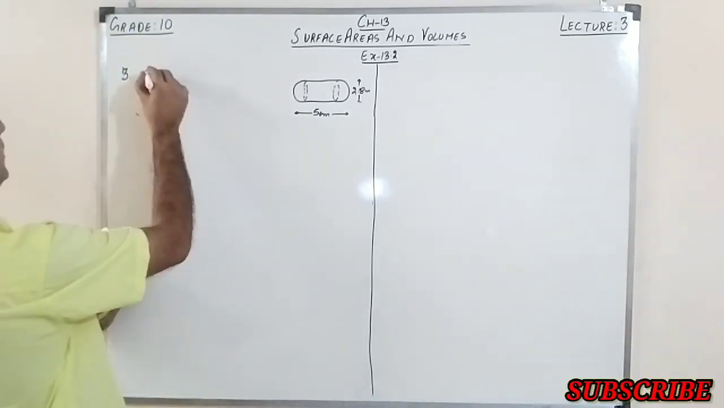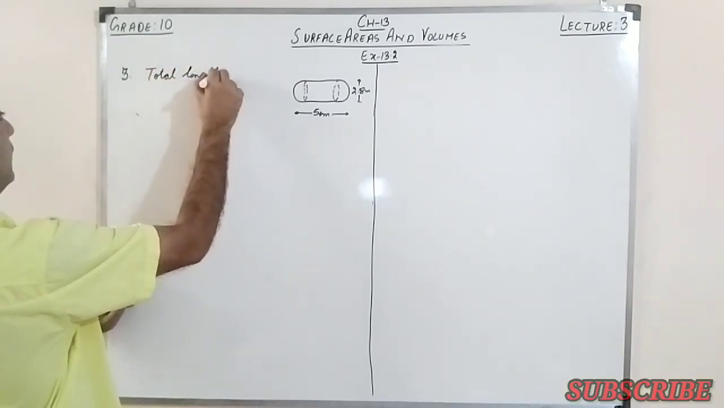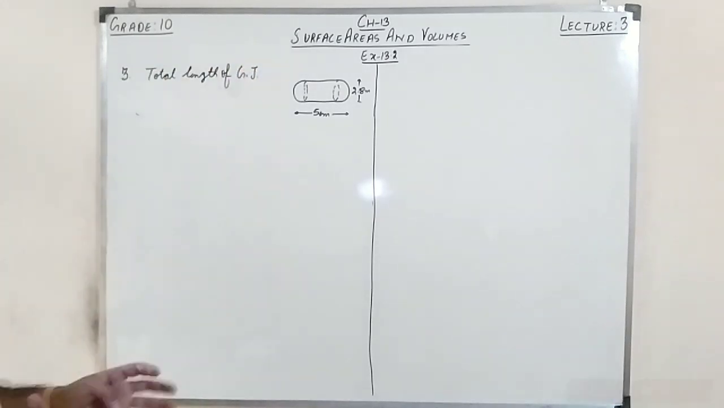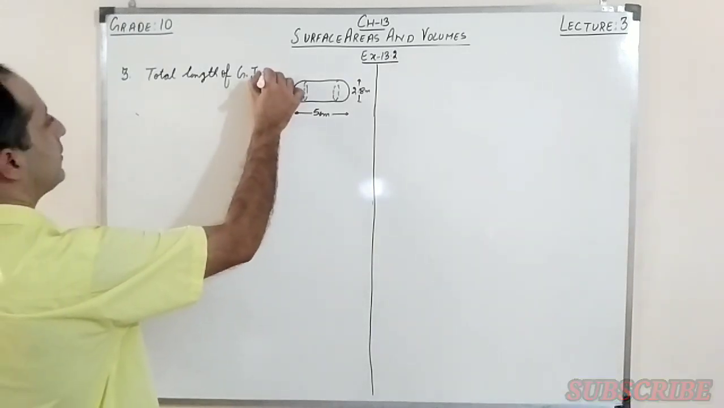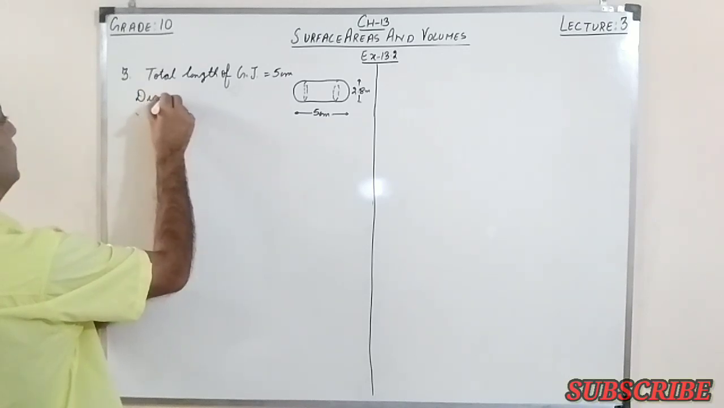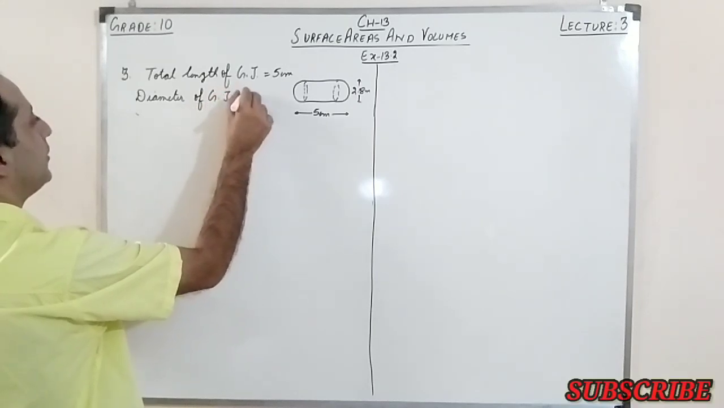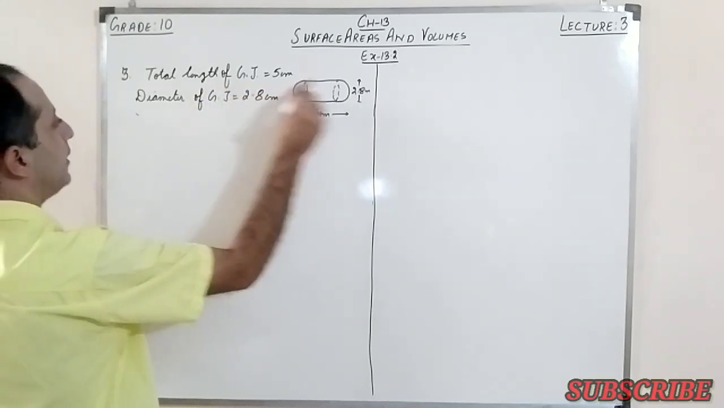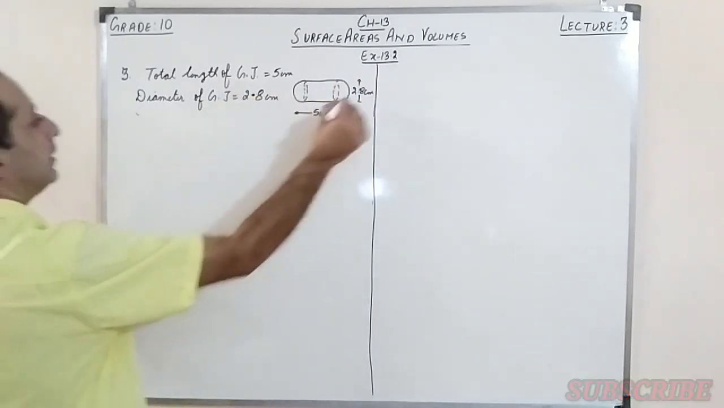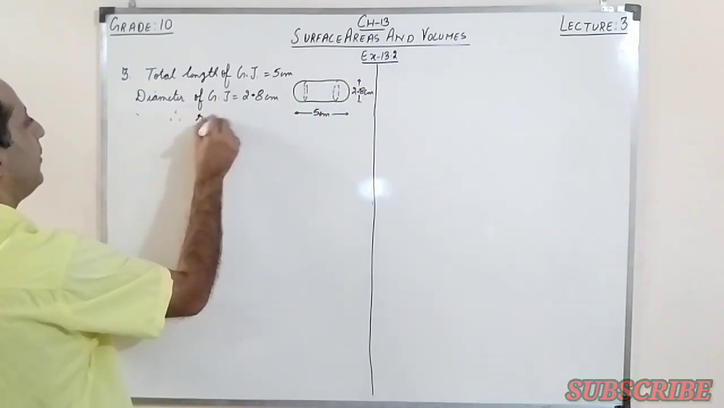Now before that, what is given? Total length of gulab jamun. I am just using the short form because it's quite a long name. So total length is given as 5 centimeter and the diameter of gulab jamun is given as 2.8 centimeter. Right, so this means that the radius would be equal to 1.4 centimeter.